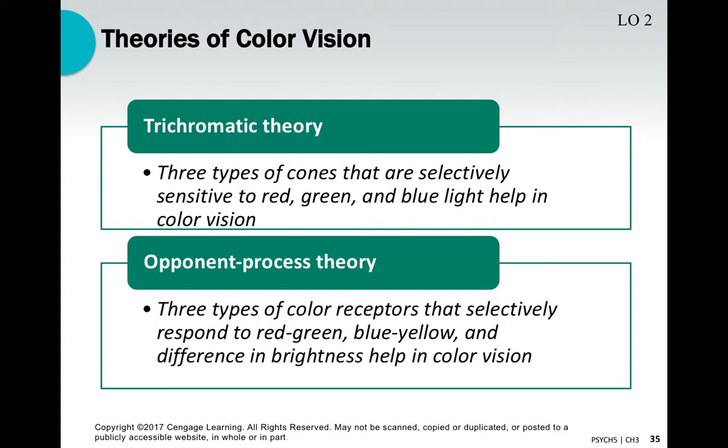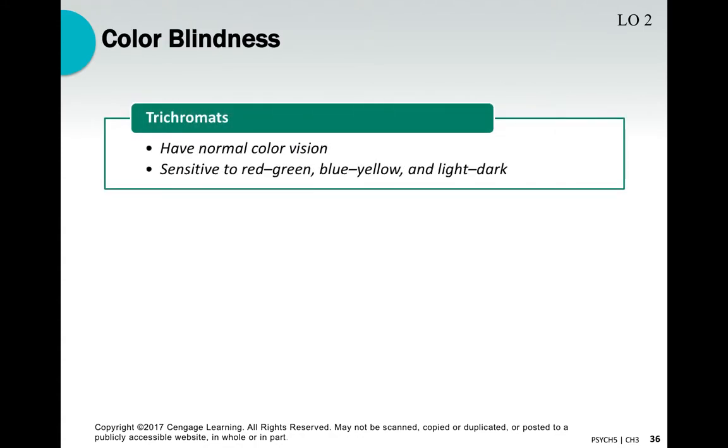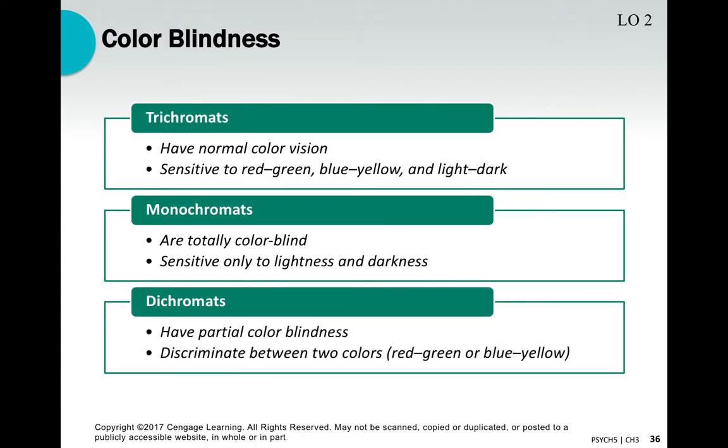At these receptor cells, maybe we have these different types of cones or receptor cells that are sensitive to different colors. And that seems to make sense. That seems to be the leading idea behind color vision currently in psychology. What about color blindness? Well, we can use both of these theories to sort of explain color blindness.